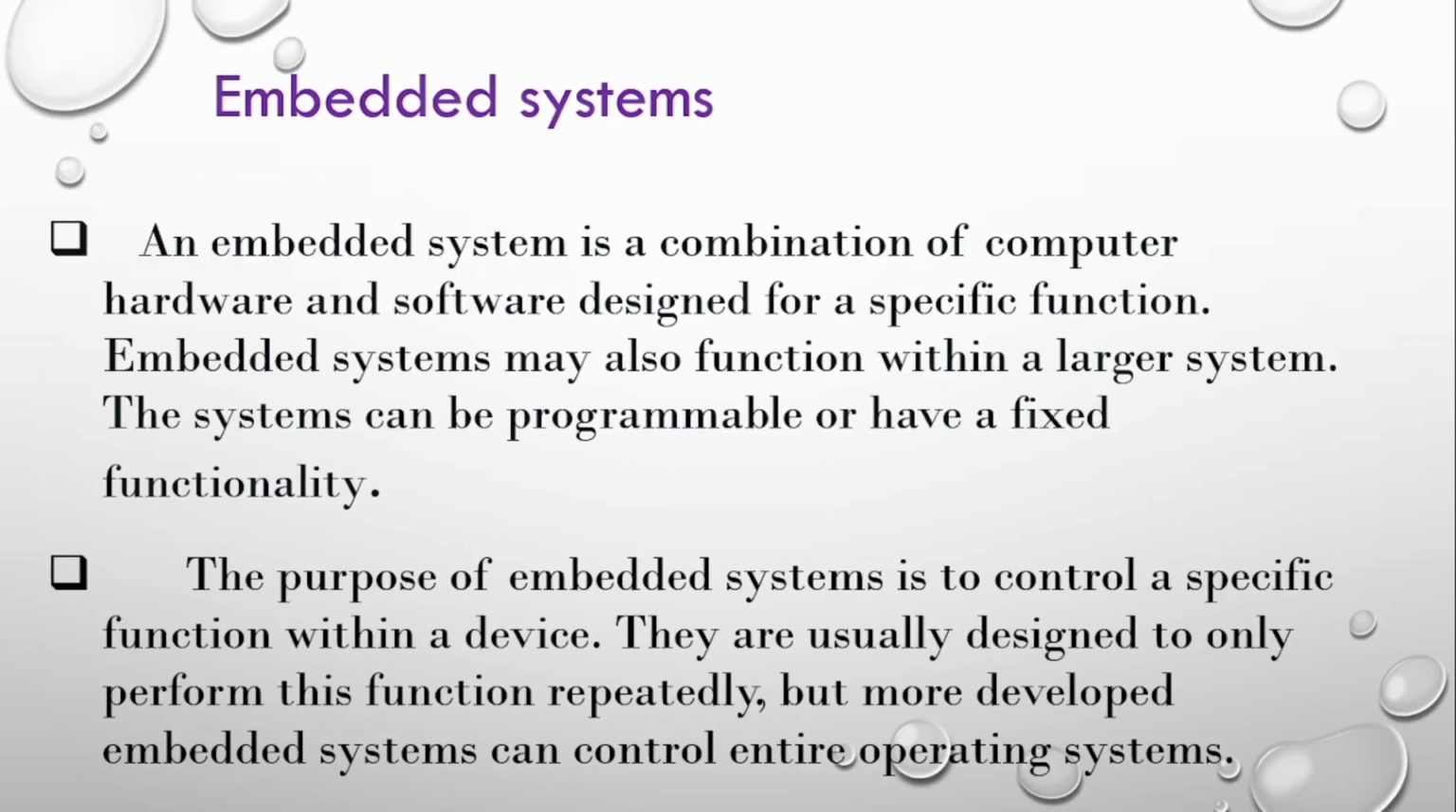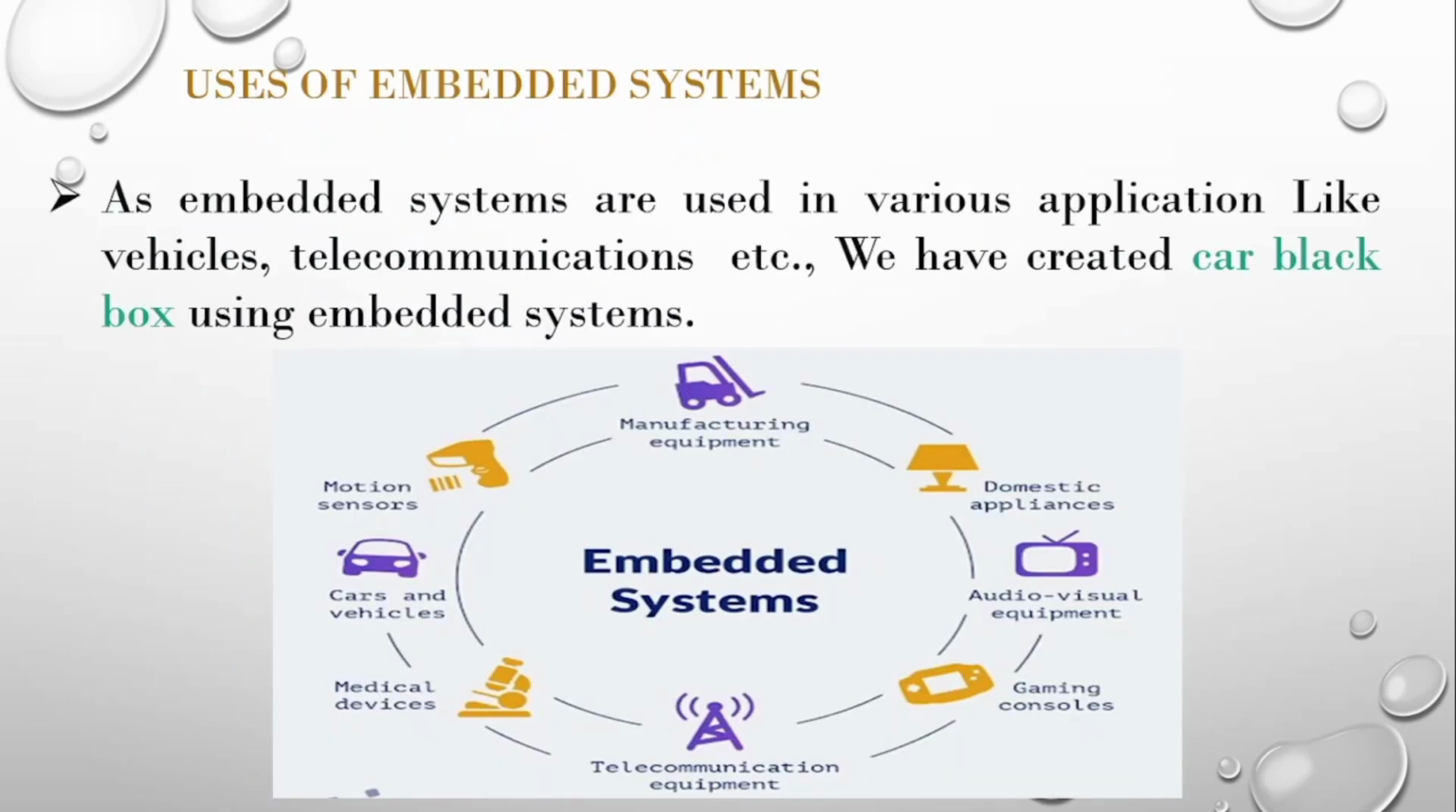Embedded systems. Embedded system is simply a combination of hardware and software that is designed to perform a specific task. The purpose of embedded systems is to control a specific function within a device. We use many embedded systems in our day-to-day life. For example, microwave oven, refrigerator, washing machine, etc. Uses of embedded systems. There are various applications of embedded systems like vehicles, telecommunications, etc. We have implemented a car black box using embedded systems.